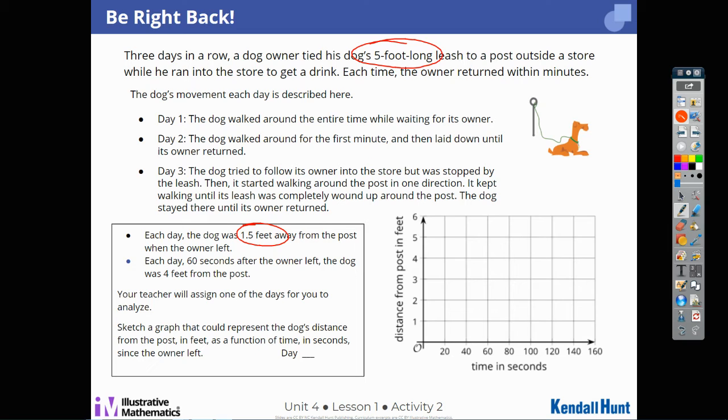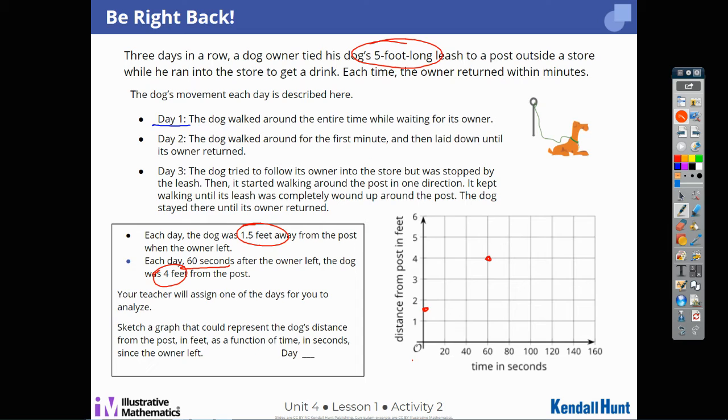All right, so when the owner leaves, it's 0 because he hasn't left yet. That's when he's leaving. So he's going to be 1.5 feet away from the post at 0 seconds. And then at 60 seconds, the dog is 4 feet away from the post. So you would put a point at 60 seconds and 4 feet. So we know that that's where the dog is. So on day 1, I'll make it blue. So the dog walked around the entire time while waiting for his owner.